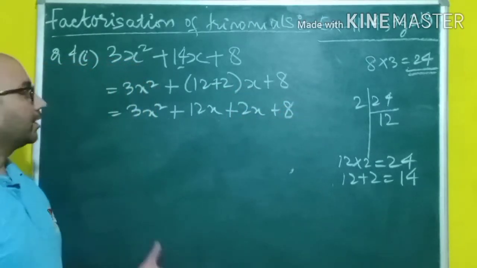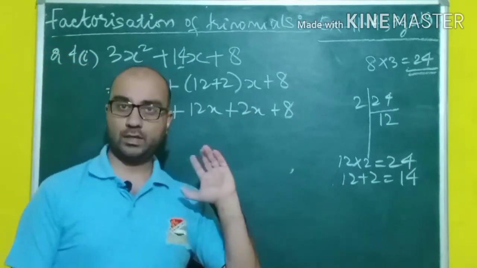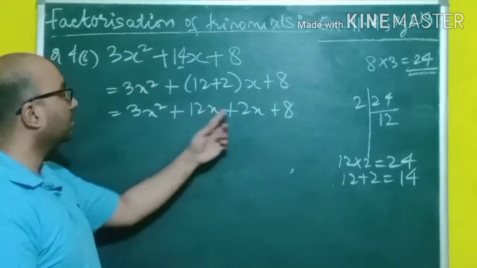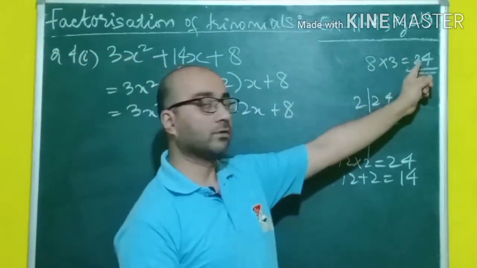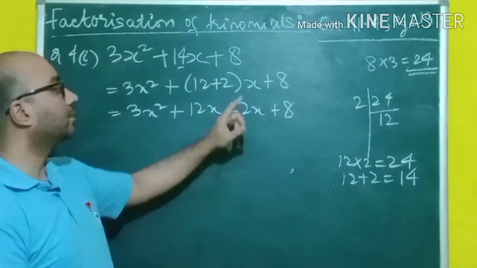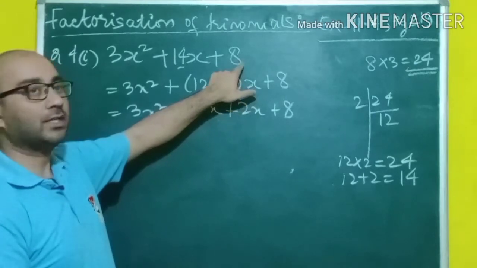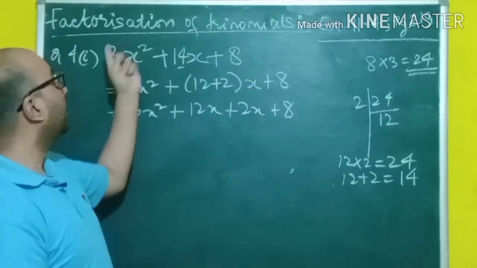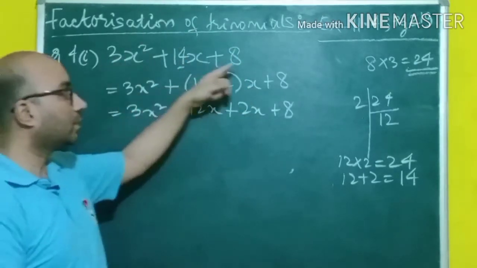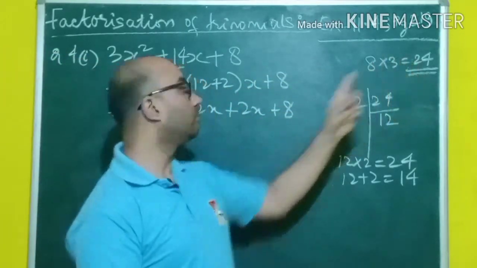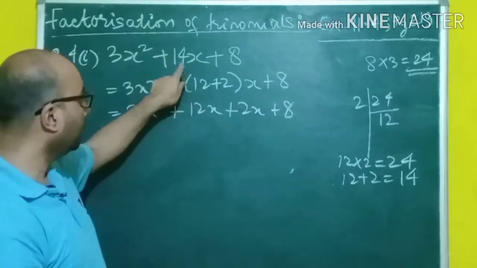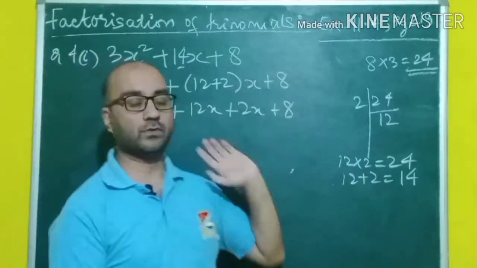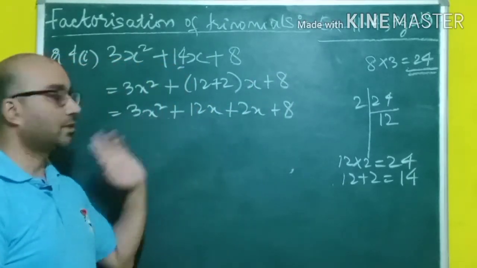Okay, now let us quickly check whether our middle term breaking step is correct or not. So 12x plus 2x will give us 14x, and 12 twos are 24. Okay, don't make a mistake of multiplying this 8 and checking. Okay, 8 we have to multiply with the coefficient of x square. So what is our number? Our main number is 24 here. So 12 into 2 is 24, and 12 plus 2 will give you 14. So our middle term breaking step is correct.